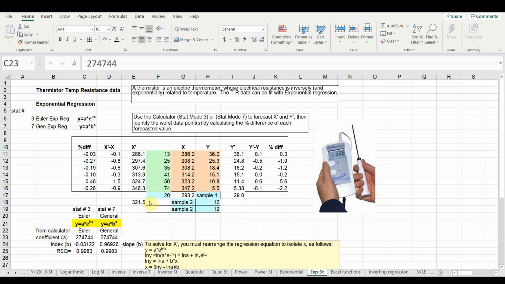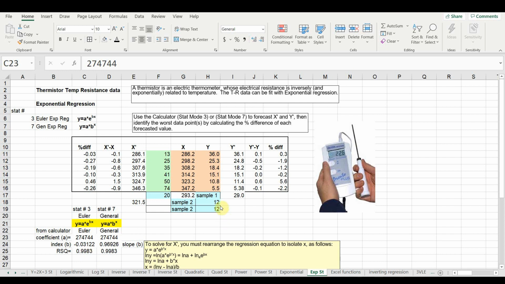How does the data look? Actually, I'm surprised at how good it looks. The percent differences are quite small, considering the R squared is not all that great. 0.9983 is nothing to write home about. It's decent, but not excellent for sure.